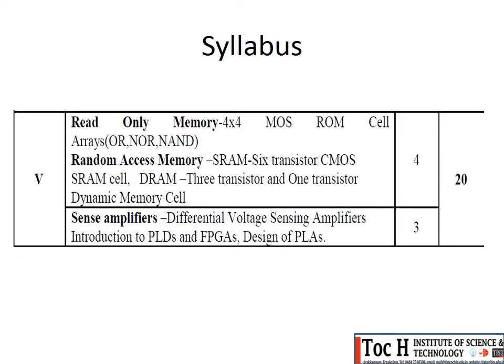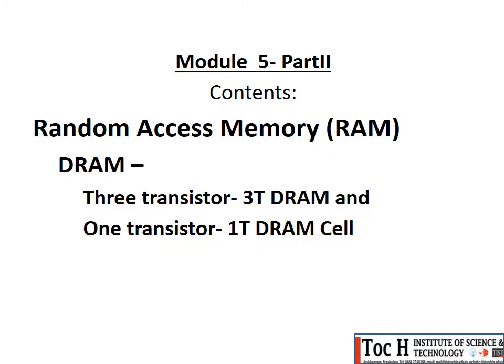the first category or first part, that is the RAM cell, the first type of RAM cell, that is SRAM, and we have learned the configuration of SRAM 6 transistor CMOS RAM cell structure and its read and write operation. Today we will learn about DRAM, that is dynamic RAM, and we will learn about the 3 transistor and 1 transistor configuration of DRAM. So today we will learn about the second type of RAM, that is dynamic RAM, and its 2 configurations.